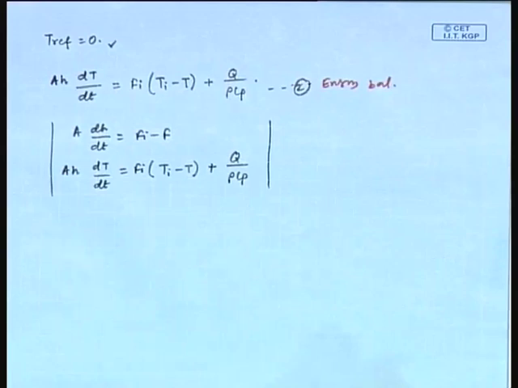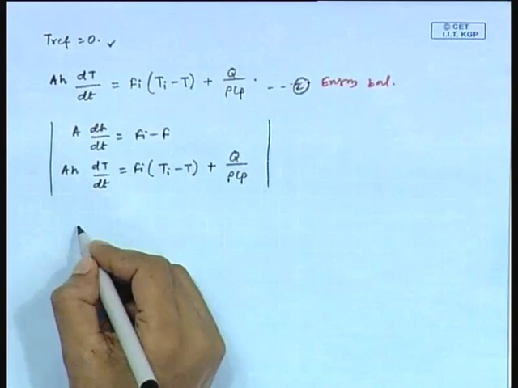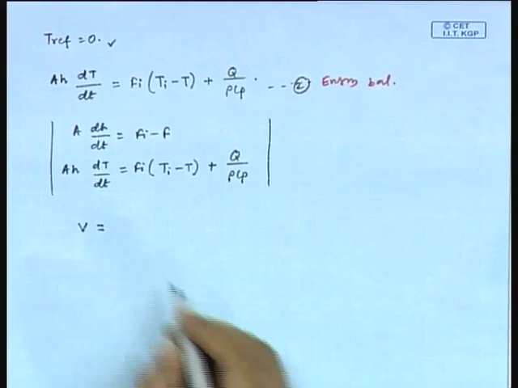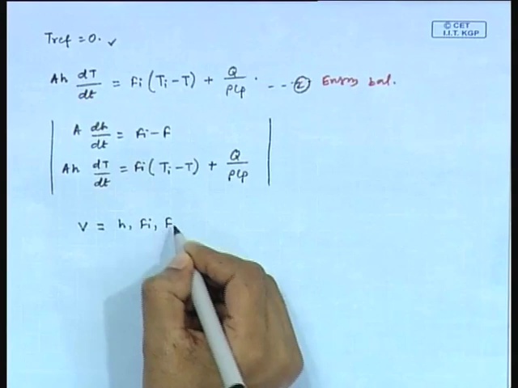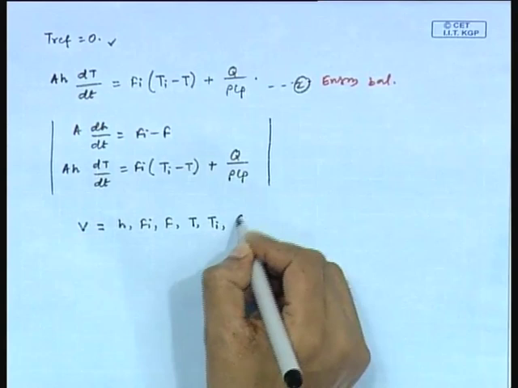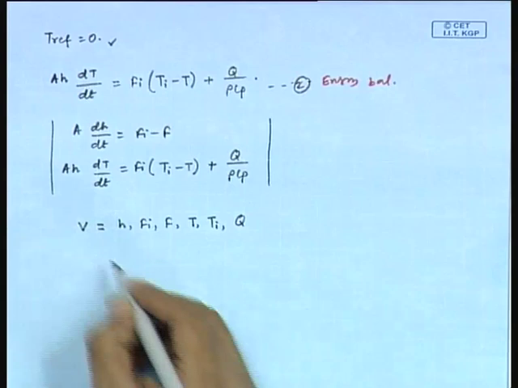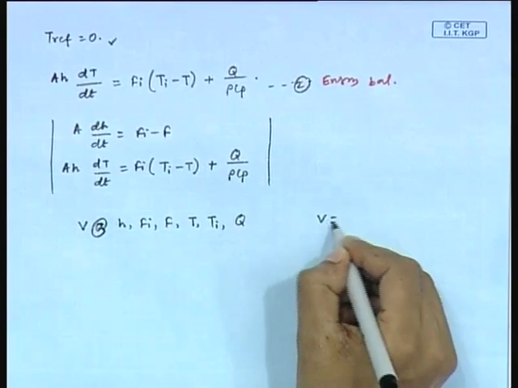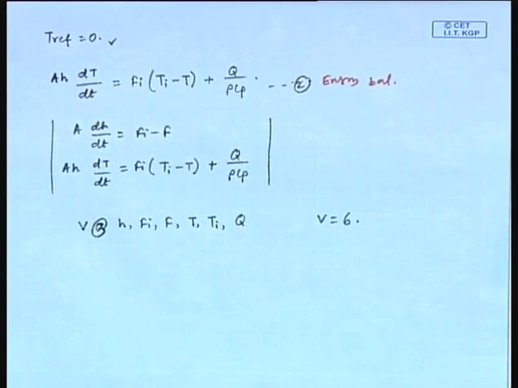Now, we will go for the degrees of freedom analysis. How many variables are involved in this equation? H, Fi, F, T, Ti and Q, fine. So these are the variables. We can write V equals 6, agree or not? Agree. So there are 6 unknown variables.